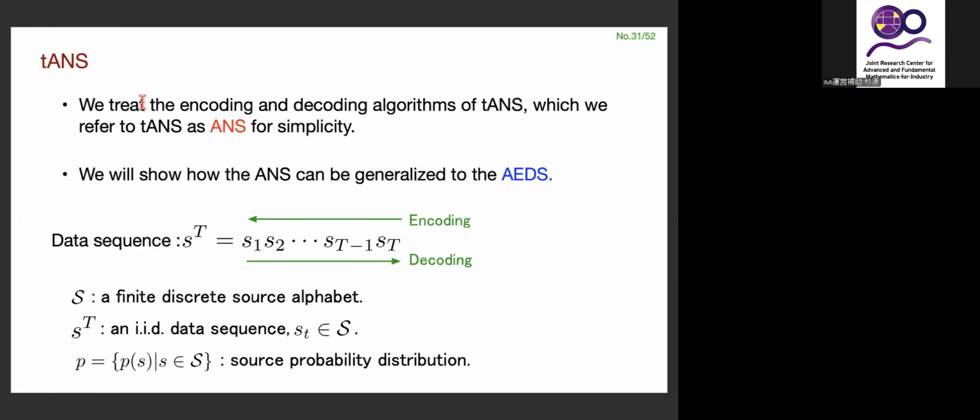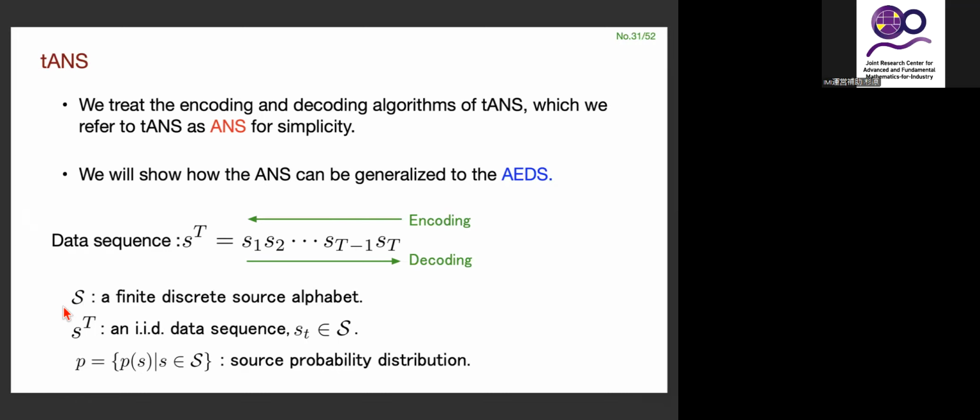In this talk, we treat only the tANS, and for simplicity, we refer to tANS just as ANS. And then we show how the ANS can be generalized to AEDS. In both ANS and AEDS, a data sequence is encoded from the last symbol to the first symbol in backward order. And the data sequence is decoded from the first symbol to the last symbol in forward order.